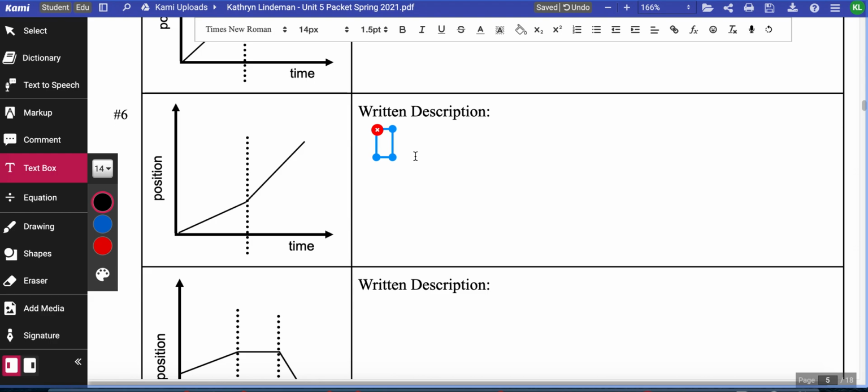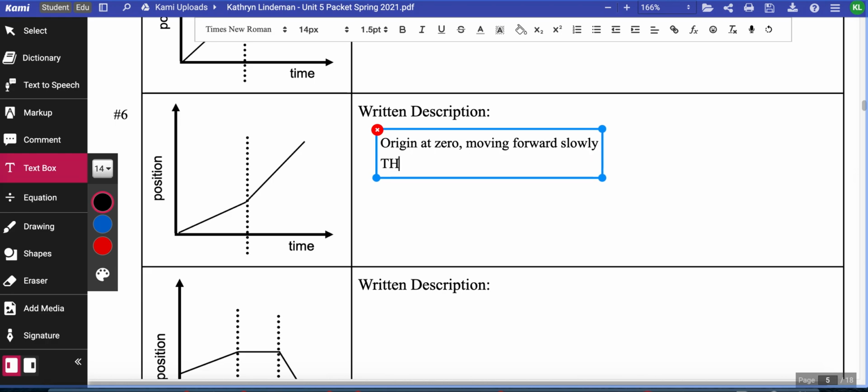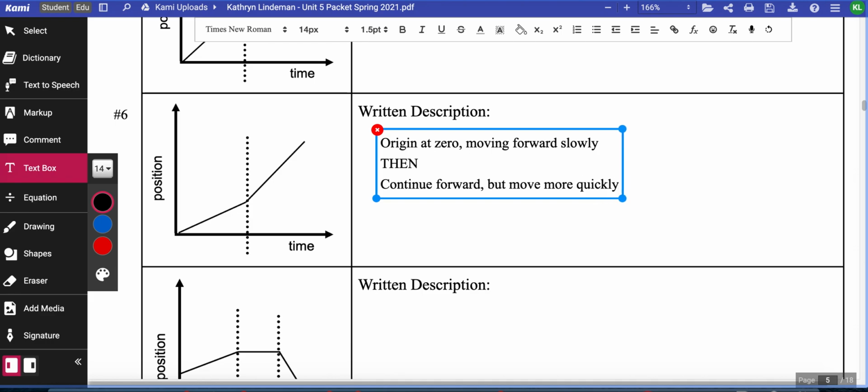Okay, so first for this next one, we start at the origin. Actually, origin at 0, sorry. Origin at 0. Moving forward slowly, then continue forward, but move more quickly. Okay.